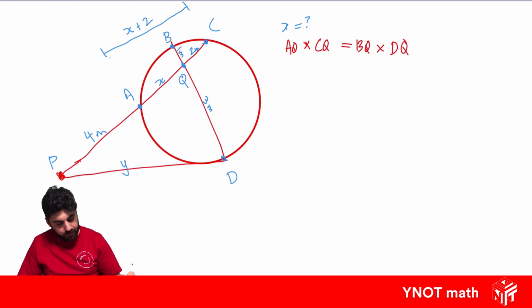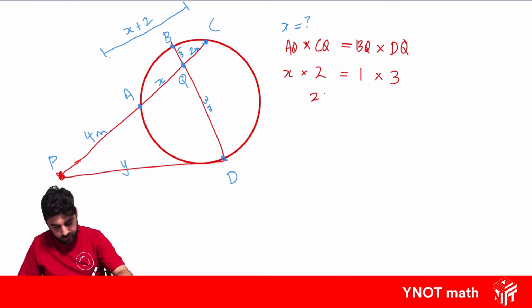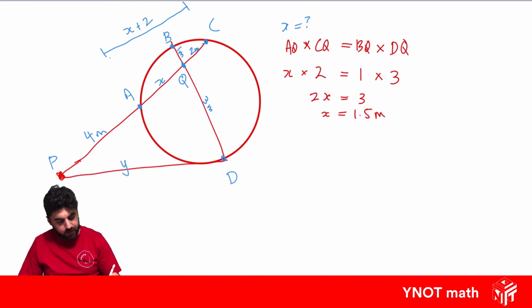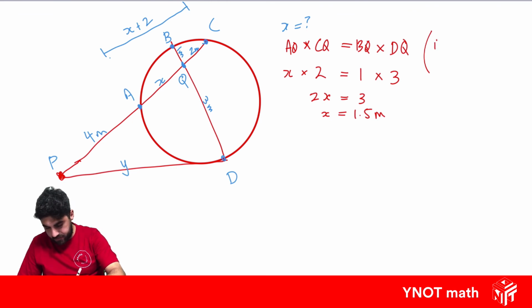So let's fill in everything we know. So AQ is x multiplied by CQ, which is 2, is going to equal BQ, which is 1, multiplied by DQ, which is 3. So we're just going to get 2x equals 3. So divide both sides by 2, and we're going to get x equals 1.5 meters. And now we know the length of x. And our reason for doing this was that we had our property of intersecting chords.